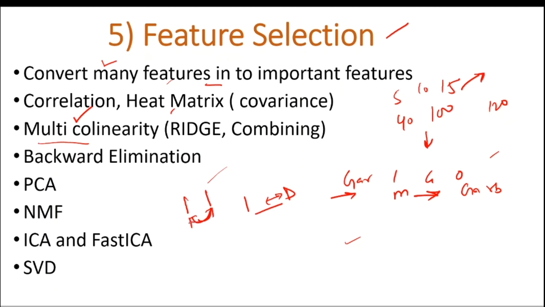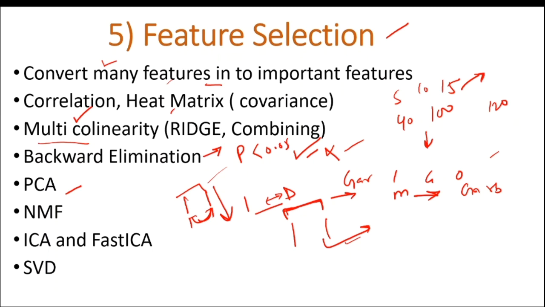If they are strongly correlated with each other, then we have to drop one variable, or we can combine those independent variables. There should not be strong correlation among these independent variables, because it will create a bias. And we can use ridge regression to reduce this multicollinearity. And we have backward elimination to select the important features. If the p-value is less than 0.05, then the feature is important, otherwise we will drop that feature.